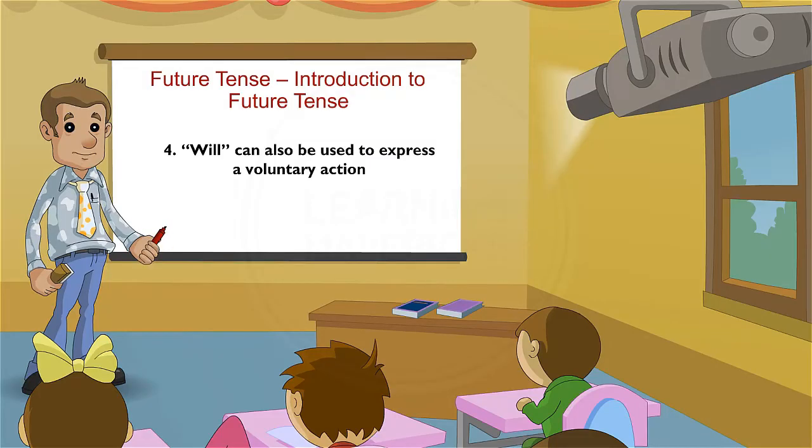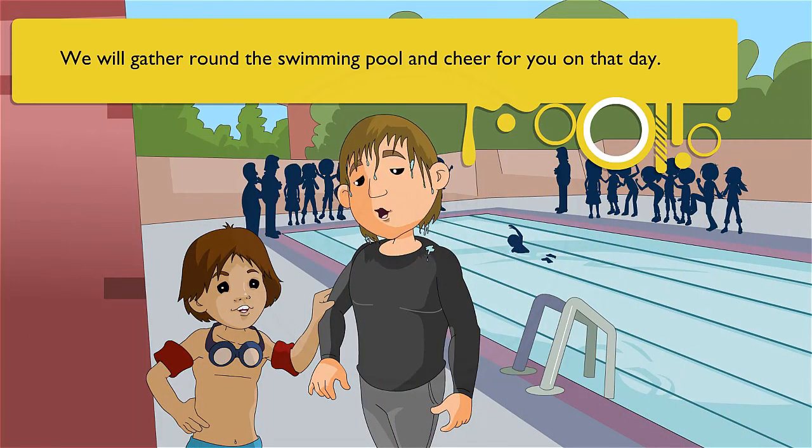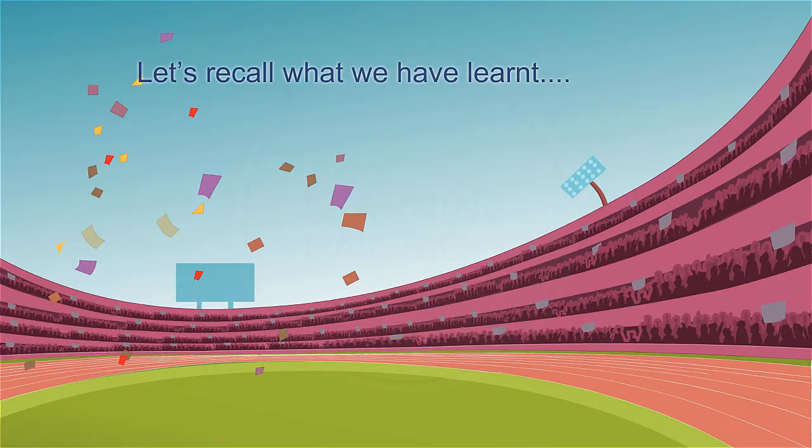Will can also be used to express a voluntary action. For example, we'll gather around the swimming pool and cheer for you on that day. In this sentence, will is used to express a voluntary action, gathering around the swimming pool and cheering you on that day. Let's recall what we've learned.